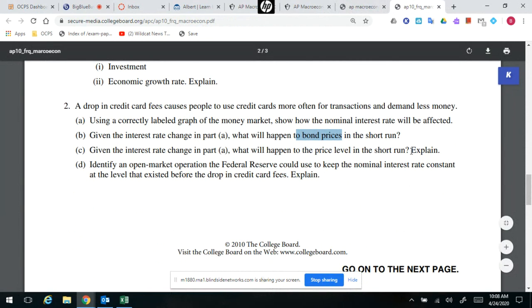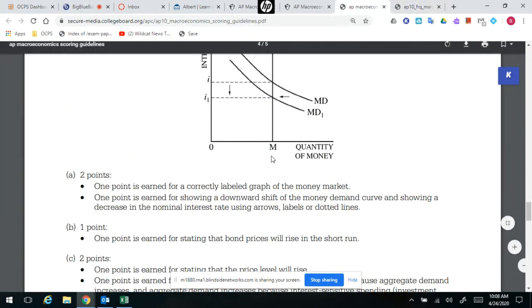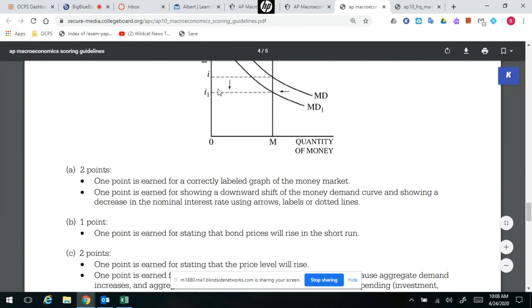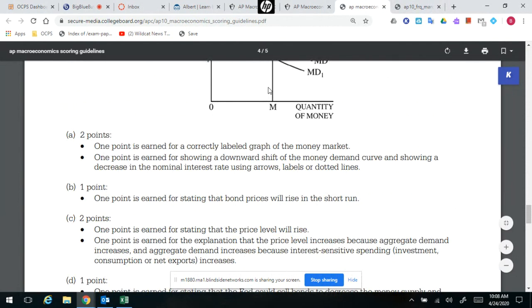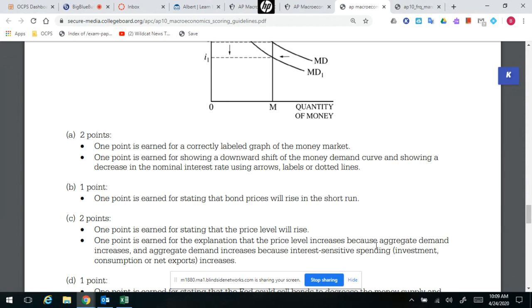Given the interest rate change in part A, what will happen to the price level in the short run? Explain. If interest rates go down, it's cheaper to borrow money. People are going to borrow more and spend more. This is straight from the flow chart again. People borrow money and spend it on consumer products, consumption spending, or I sub G, your investment in capital and business spending. C and I sub G are components of aggregate demand. So when interest rates go down, C and I sub G go up, causing AD to go up. And when AD goes up, your price level is going to increase. Both price level and real GDP go up.